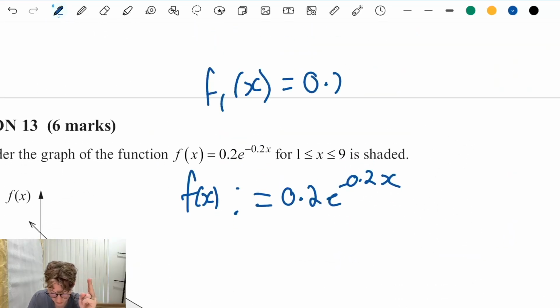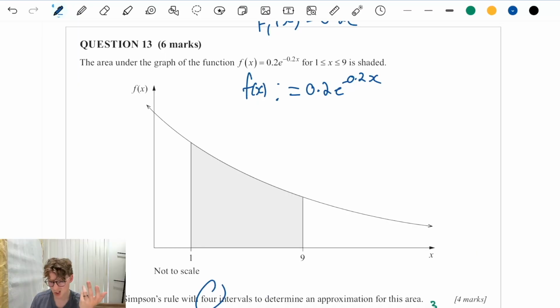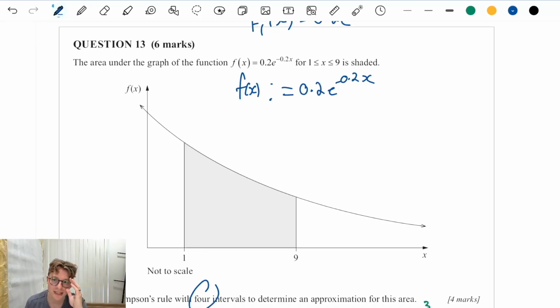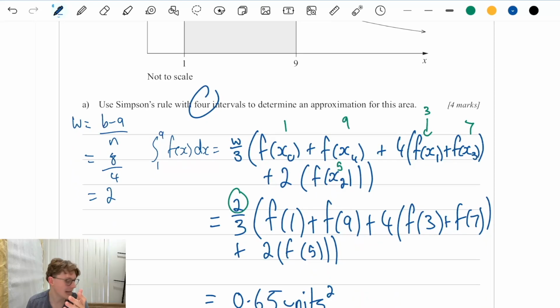You type in your function, 0.2 e to the negative 0.2x. Enter, obviously it'll sketch it for you. It should look similar-ish to this picture here. Once you've got your sketch, you can then go back, and instead of writing f of x, you would have to write f of 1, and you'd have to put little 1s in all the spots here. But again, I just tend not to do it.